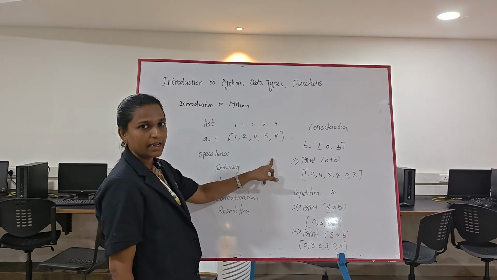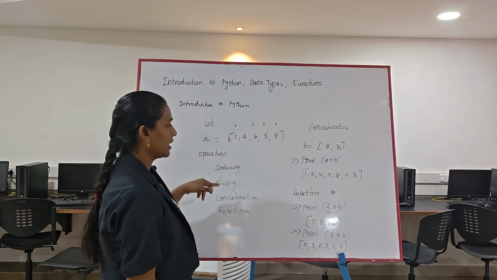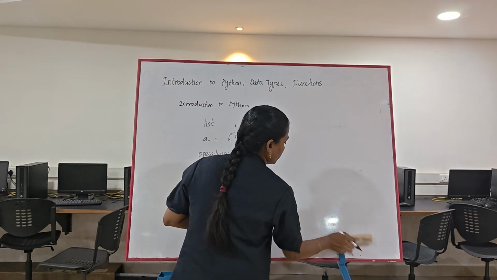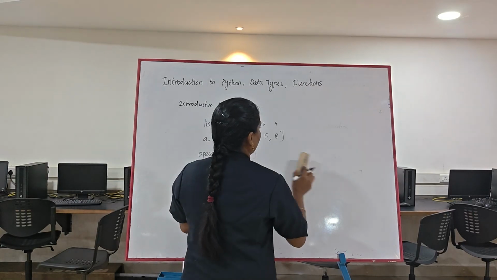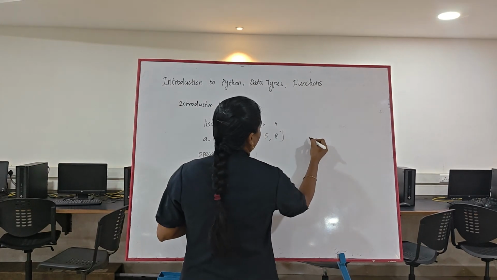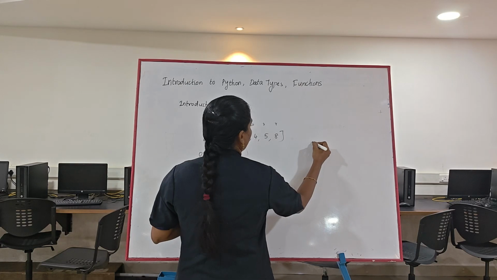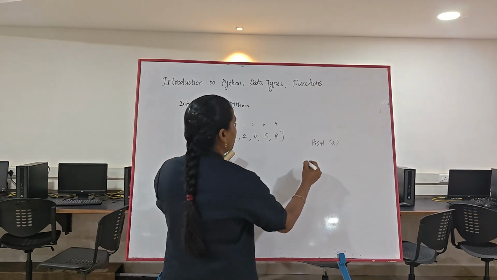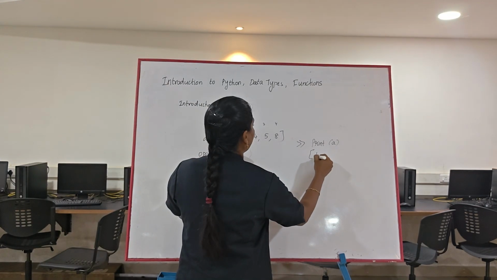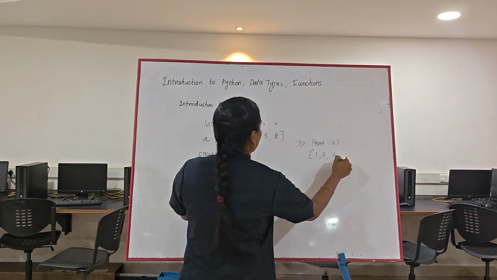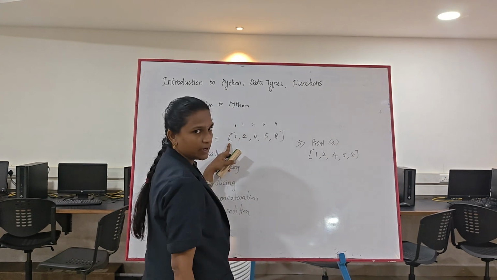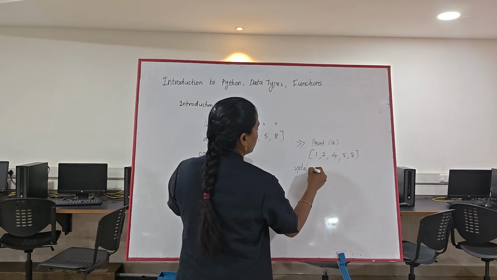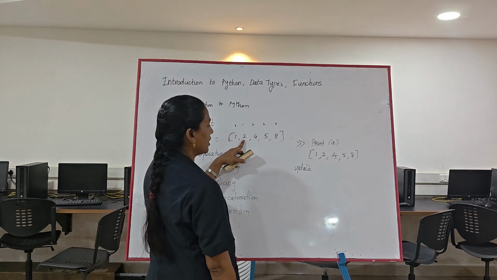Next, if you want to update an element, we can update it here also. How we can update, we will see. If I give print of A, all the values will be displayed: 1, 2, 4, 5, 8. Now I want to update a value. We are going to update an element.